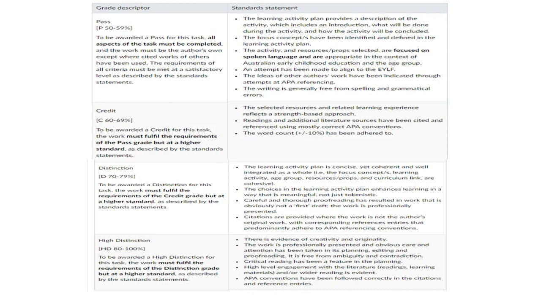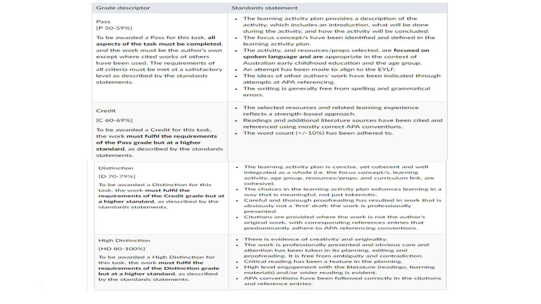Then we've got an attempt has been made to align to the EYLF, and that's our standard curriculum document that we're using in this unit. We're looking for an attempt there. So you've pulled out some descriptors, you've had a go at describing them and aligning them. And then the ideas of others' works have been indicated through attempts at APA referencing. We're not expecting you to be experts at this straight away, so just be aware that that's an attempt there and you're giving it a go, you're trying.